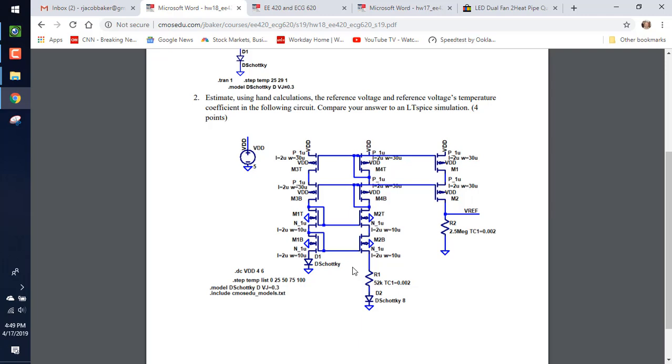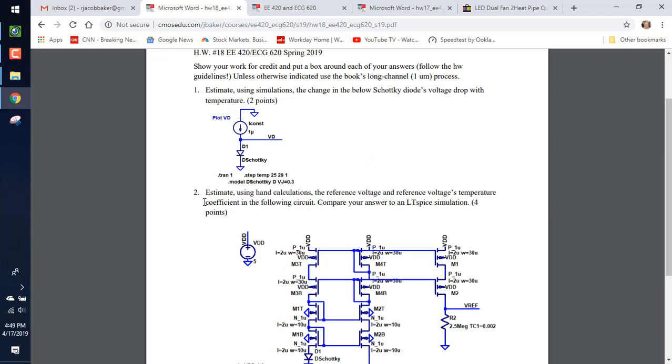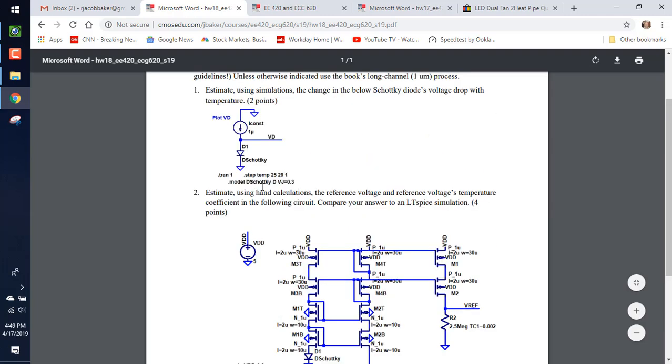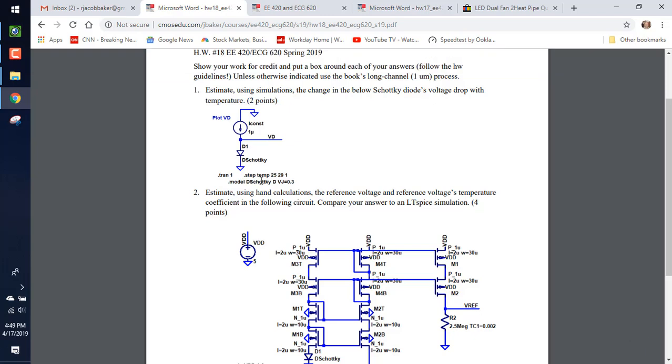I've got to give it a little difference. I've got to use a different type of diode. And you have to determine what the Schottky diodes do with temperature, so you don't use a regular diode. So if you use minus 1.6, that ain't right.